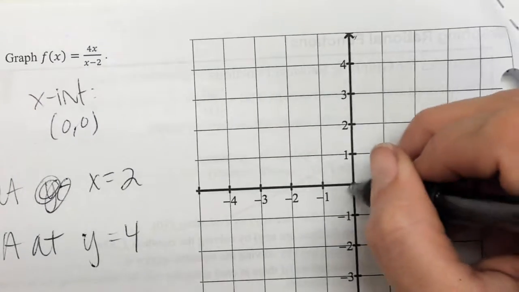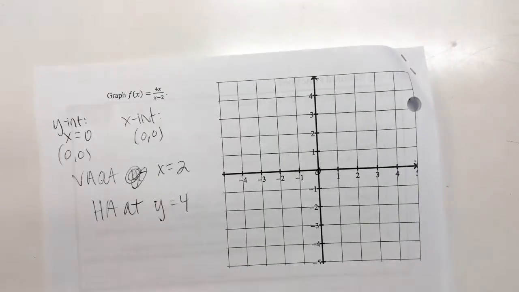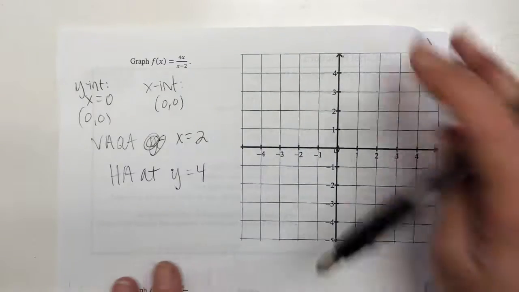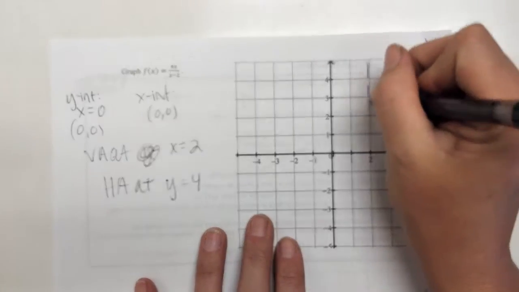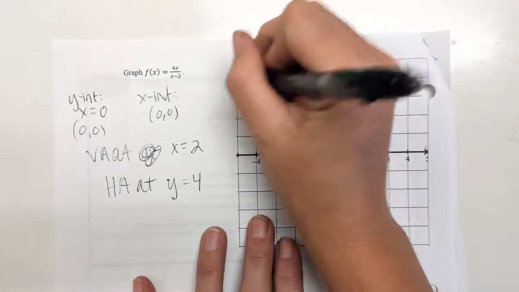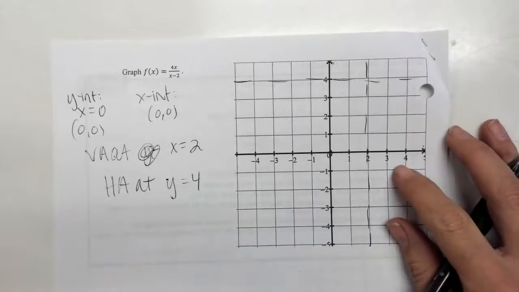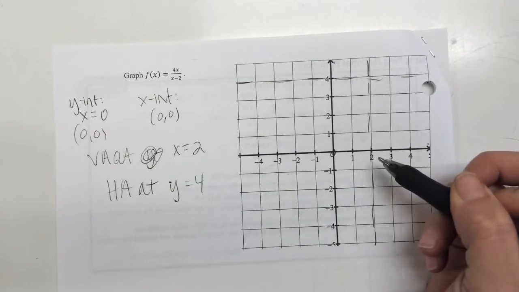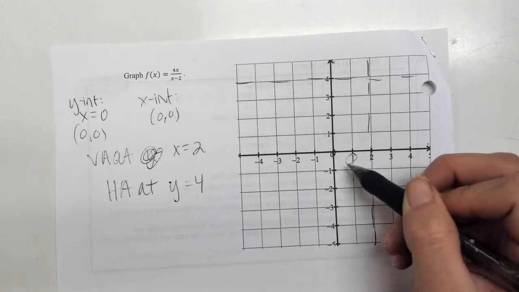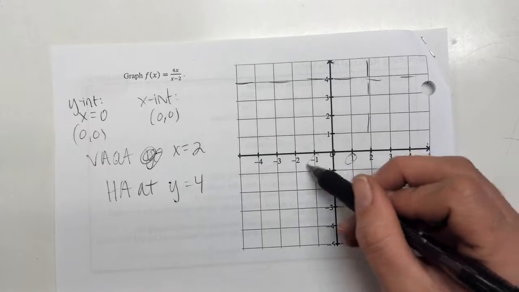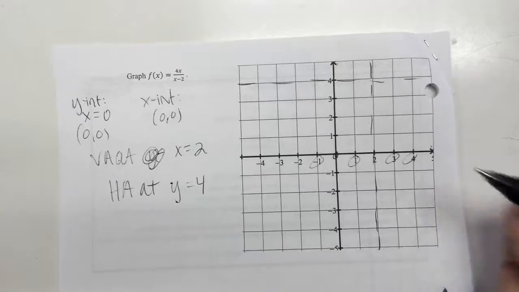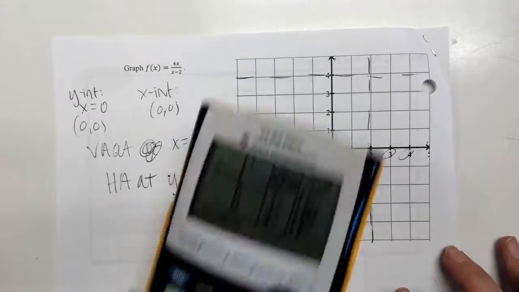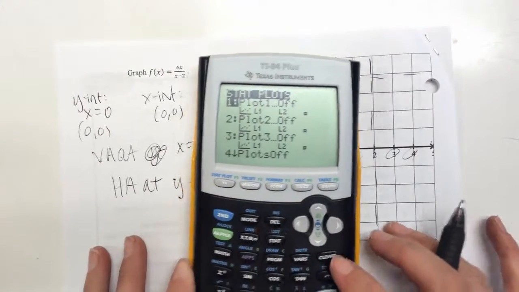Now I can graph 0, 0, and I can put dotted lines where my HA and VA are. But I'm going to have to use my table, my graph, to figure out some values. So I'm going to circle the ones I want to plug in. I definitely want to do 1, maybe -1 if I need it, and 3 and 4. So go ahead and plug this in.